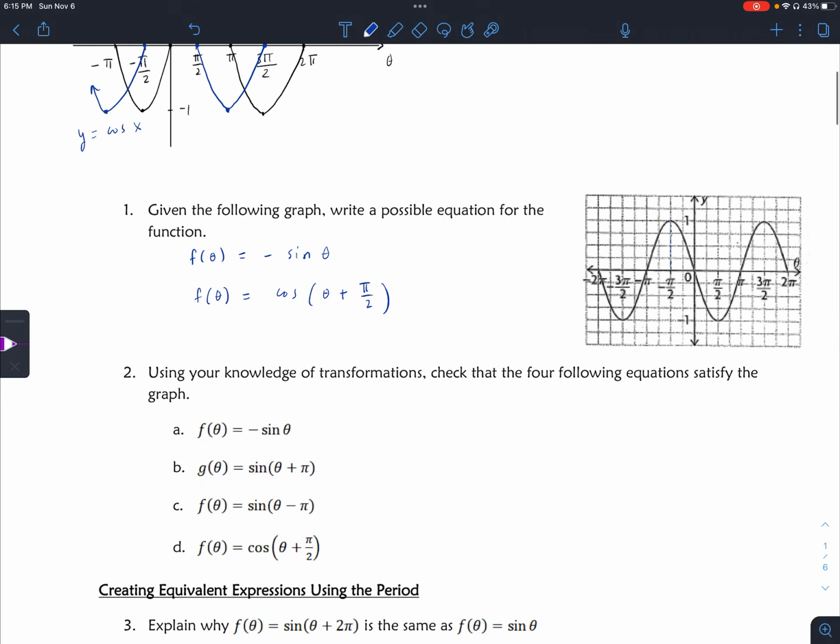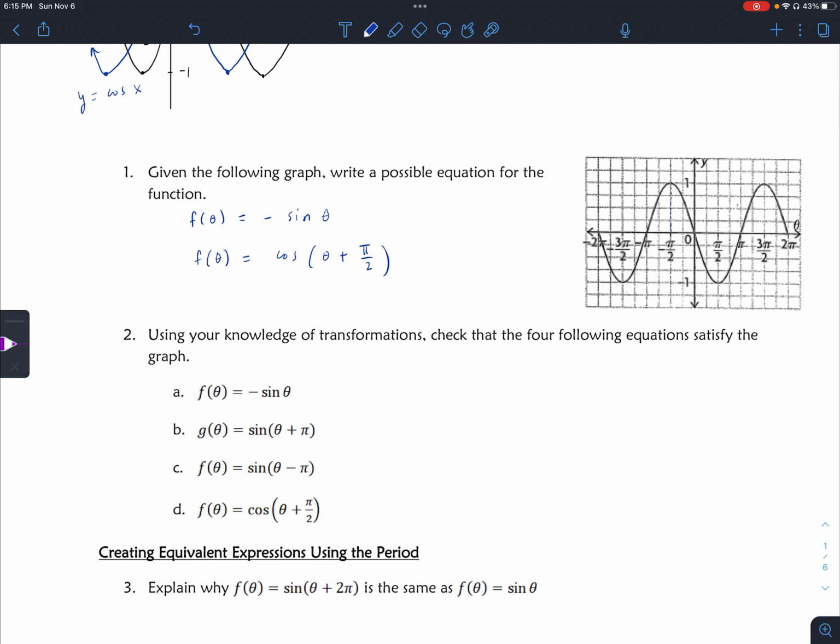So using your knowledge of transformations, check that the 4 following equations satisfy the graph. Now we know that the first one satisfies the graph, right? f of theta equals negative sine theta. We also know that the fourth one satisfies the graph as well. Now looking at part B, would sine of theta plus pi be the same as the other equations? Could it be used to model this graph here?